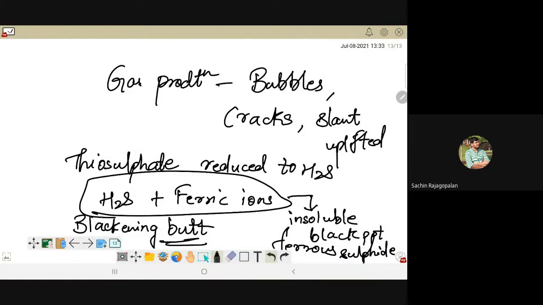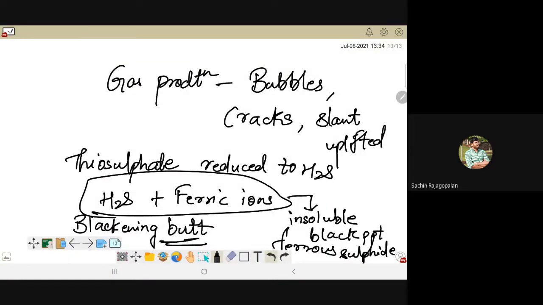Are you understanding this? Okay, so this is something that you have to keep in mind, that time is extremely crucial in case of TSI. So what all are you looking for? You are looking for the color of the slant, the color of the butt, your gas production, and your H2S production. Now gas production is nothing but CO2 that is being produced during the process of metabolism of sugars. Remember that, if anyone is going to ask you, that gas is nothing but carbon dioxide that is being produced during metabolism of the sugars.